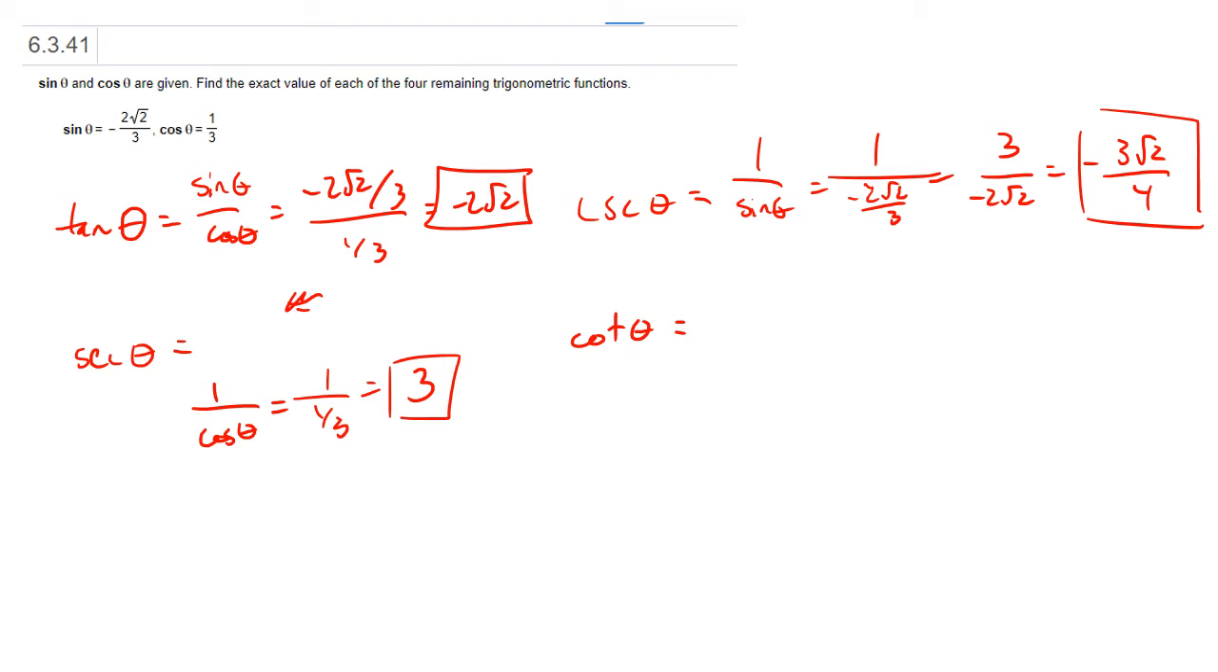And cotangent theta, that's 1 over the tangent of theta. We've already found tan theta to be negative 2 root 2. And again, if I don't like having square roots down in the denominator, I can call this negative root 2 over 4. This is pretty straightforward. Since we were already given sine and cosine, finding everything else was immediate.